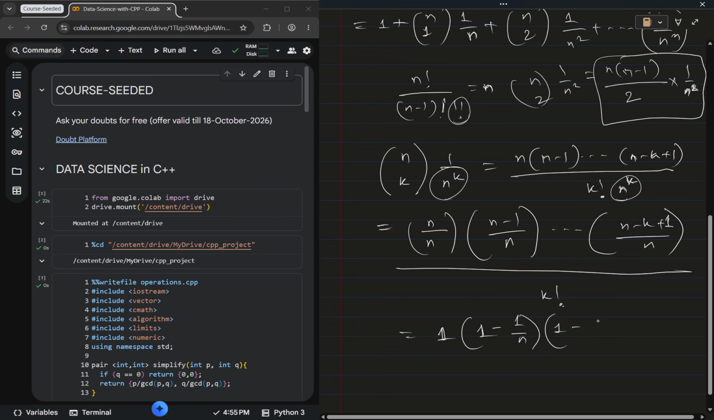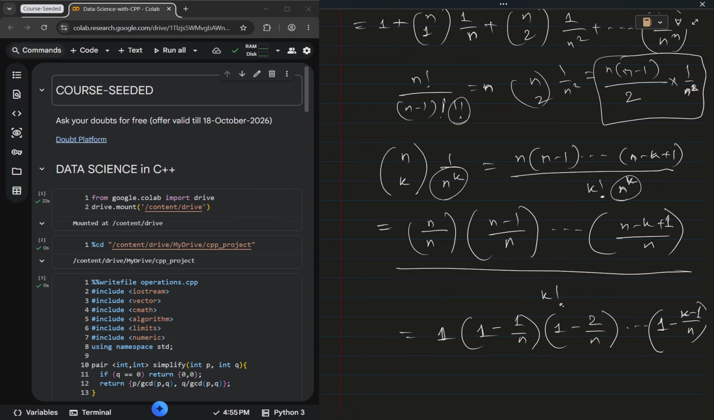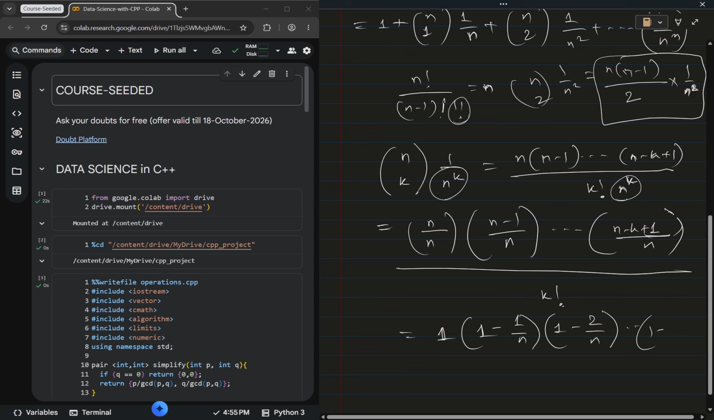Then you will be left with 1 minus, let's say this was n minus 2 by n, so this will be 1 minus 2 by n. And so on. You'll be left with 1 minus, basically n by n is your 1, minus k minus 1 by n. Basically, you can just take everything in a single thing outside the bracket and leave it as that. You can solve it yourself if you are having any problem understanding my equation. And then you're left with this.